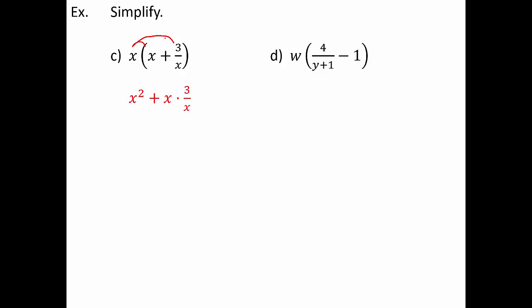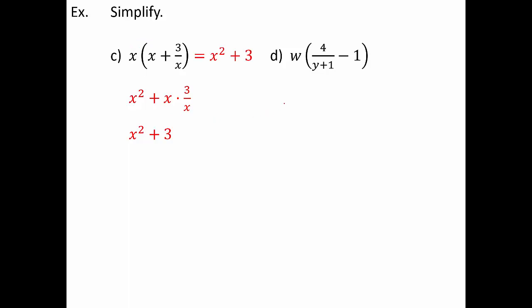Now notice instead of saying x times x, I said x squared. And on the second term, the x times 3 over x, recognize properties of fractions. This is really x over 1, which means you can cancel something with the top with something from the bottom. So x times 3 over x is just going to be 3. Final answer.